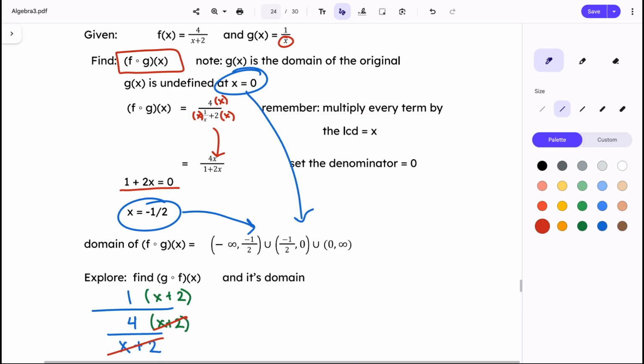So on the top here, you have 1 times x plus 2, which would just be x plus 2, all over 4. So that's your simplified equation, but now let's focus on the domain.